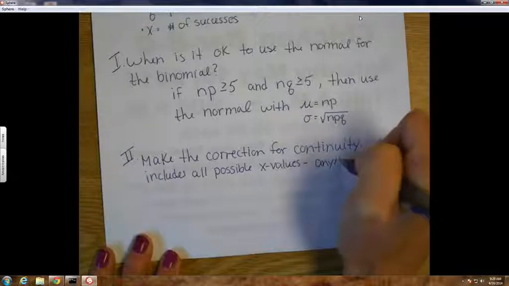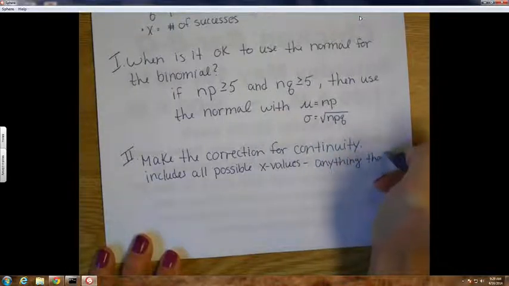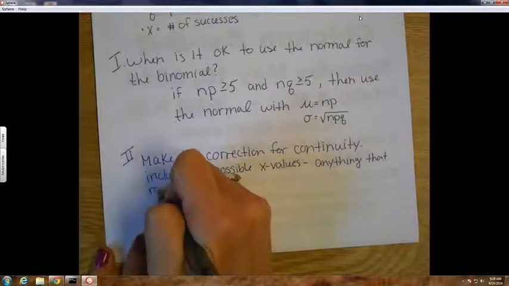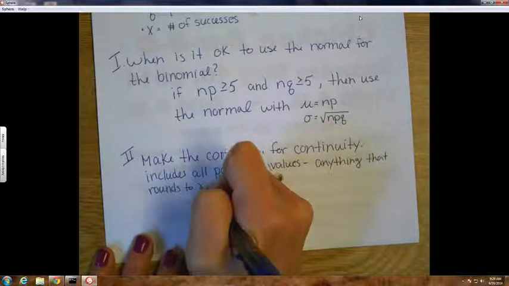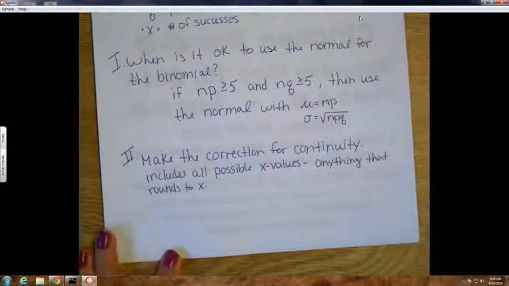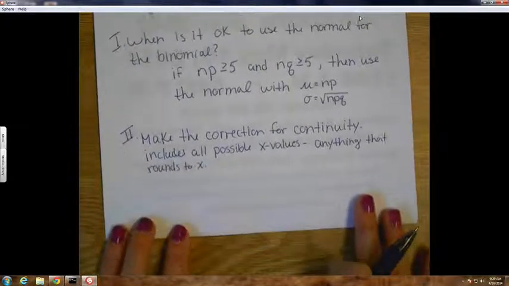Anything that rounds to x. So, we'll do a little explanation here before we do a couple of examples.